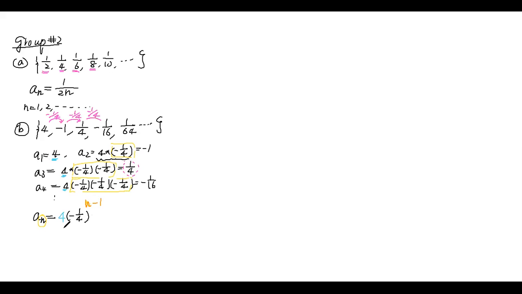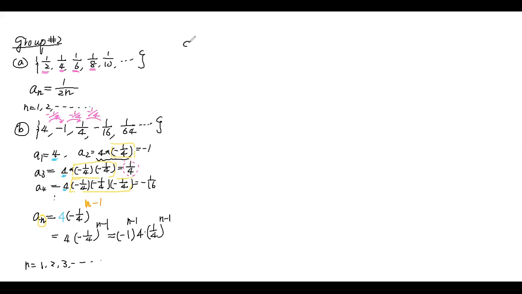So how do I write the general term here? It's negative 1/4 to the n minus 1. If you don't know whether it is true or not, you can substitute, right? So n is equal to 1, 2, 3, and so on. Some people like to put the negative 1 out. Later, when we talk about alternating series, you can take the negative 1 out, and it will be negative 1 to the n minus 1 power, then 4 times 1/4 to the n minus 1. So either way, it will work, right?